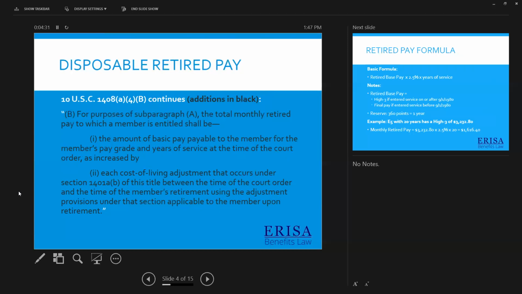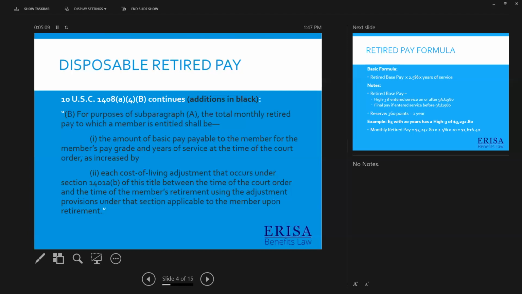The key point in subparagraph 1 is that when we're determining basic pay that we are going to divide in divorce, we have to use pay grade and years of service at the time of the court order. And the second point is any cost of living increases that occur after that will accrue to the benefit of the former spouse. That raises the question: what is the member's pay grade and years of service at the time of the court order? That's the key place we need to focus here.